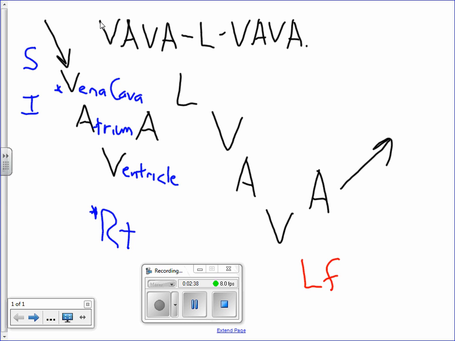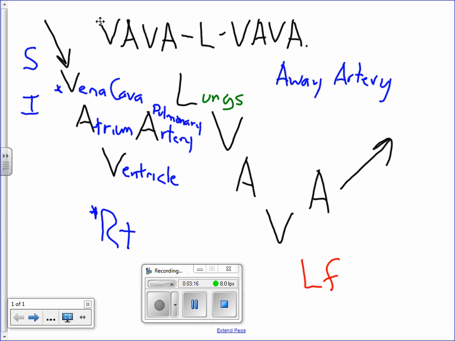the right ventricle. Now we are leaving the heart, and any vessel that is attached, that brings blood away from the heart, away, is an artery. Okay? So we have the artery, and this is the pulmonary artery. Okay, and then we go into the lungs.